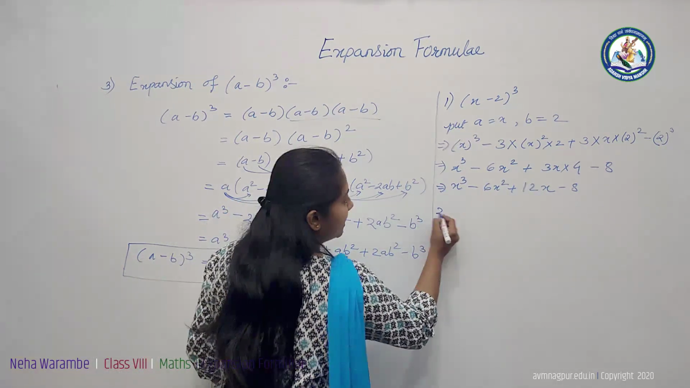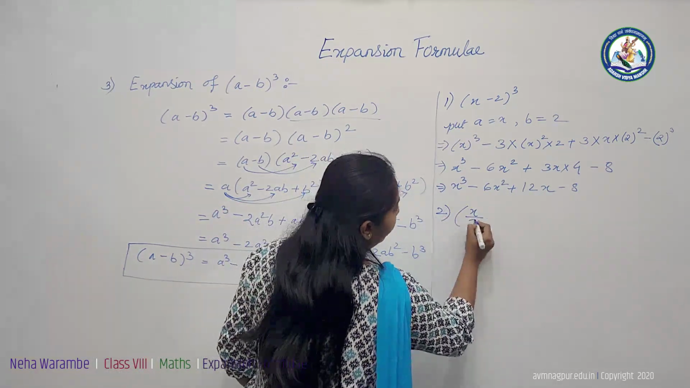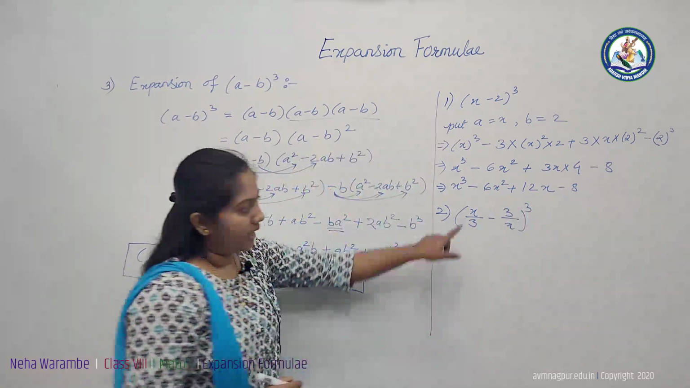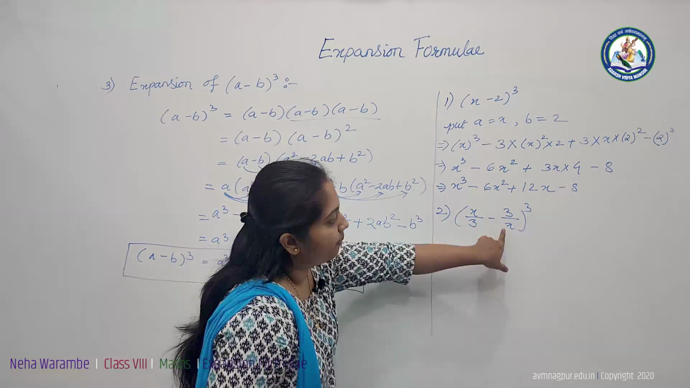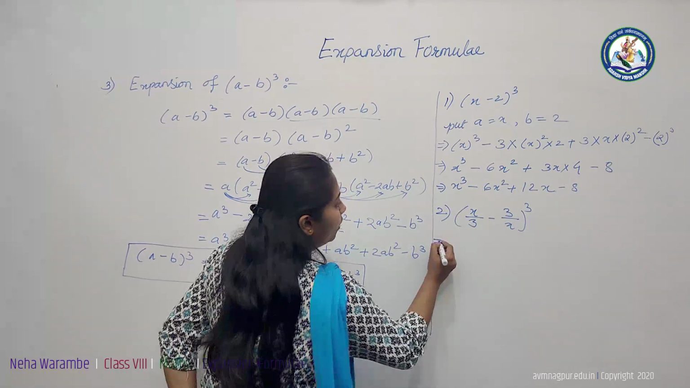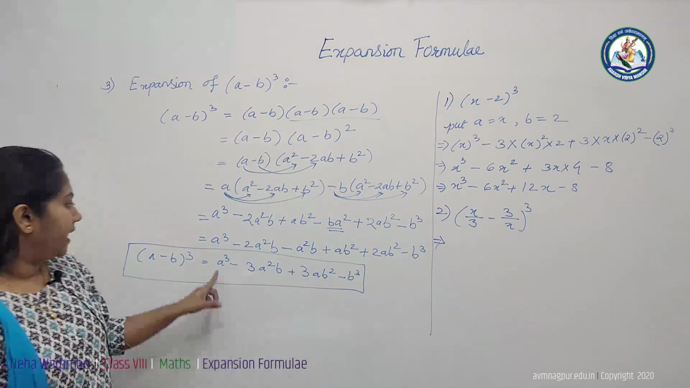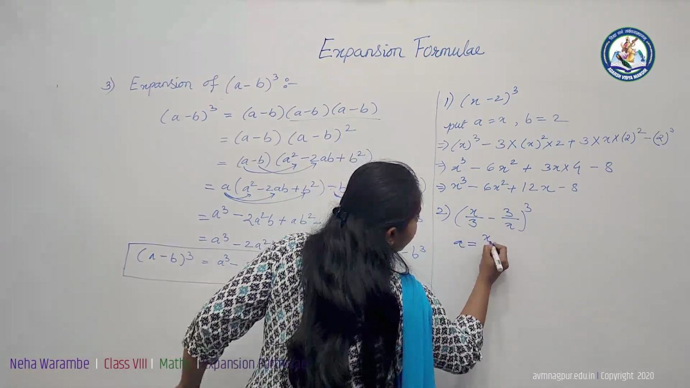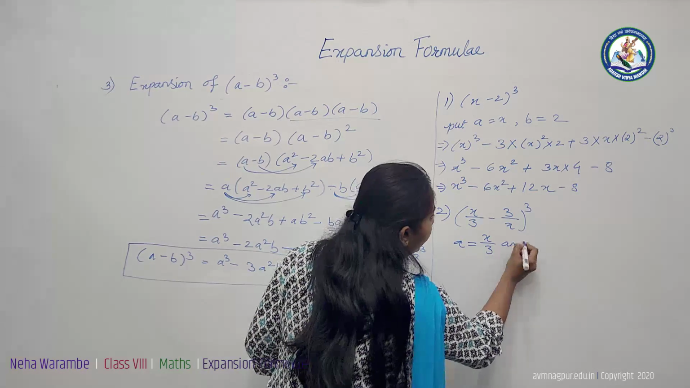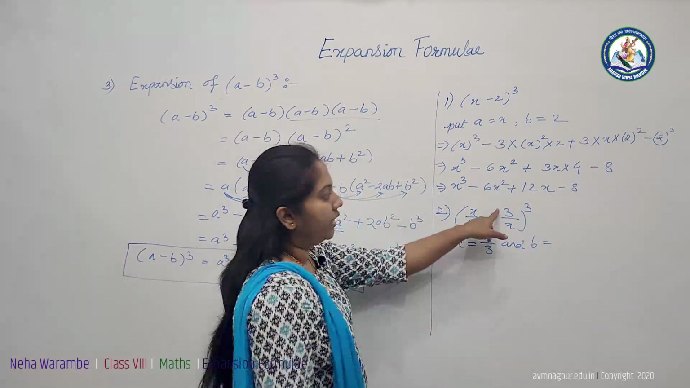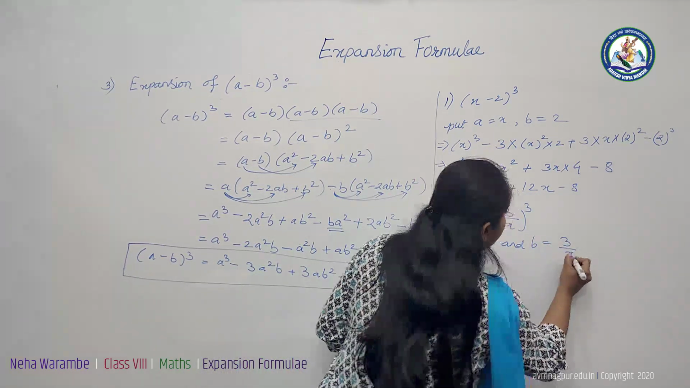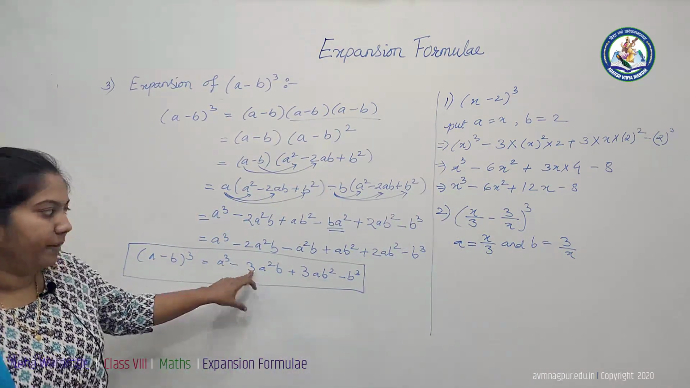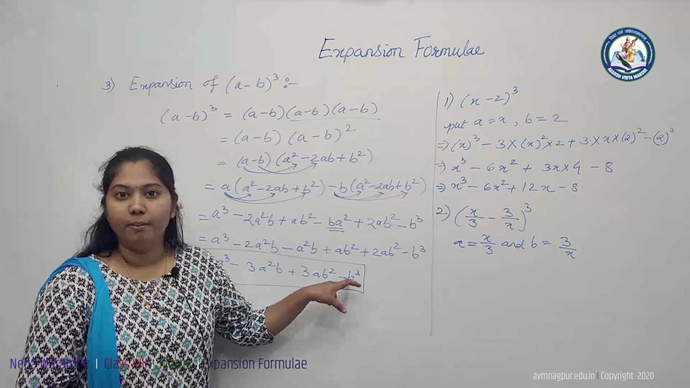Let's take one more example, that is x upon 3 minus 3 upon x whole cube. Now put a is equal to x upon 3 and b is equal to 3 upon x in this formula, that is a cube minus 3a square b plus 3ab square minus b cube.